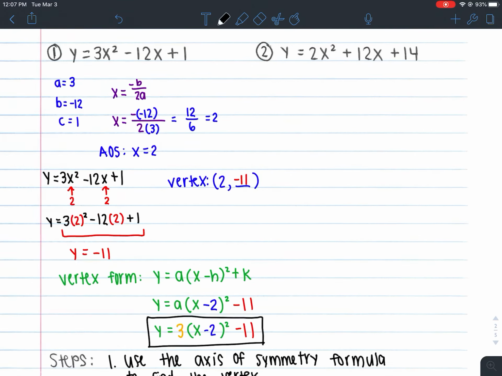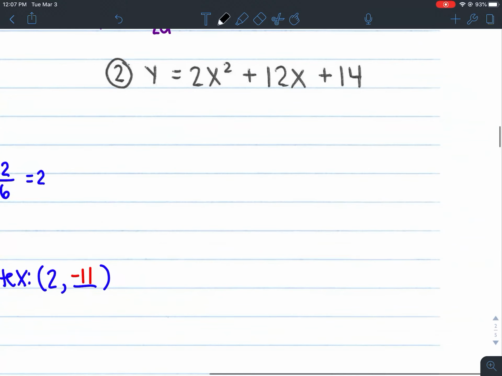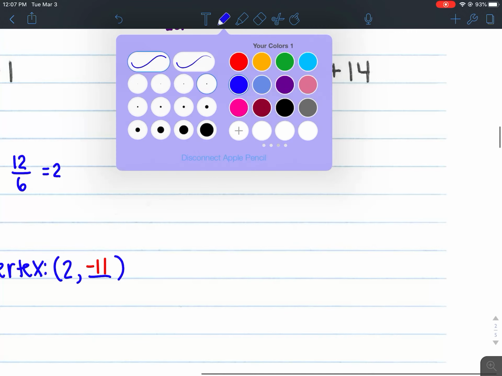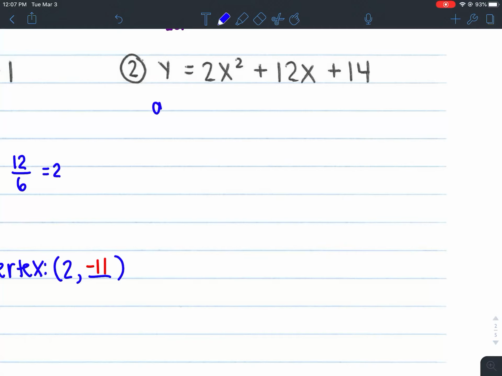All right, so number 2, y equals 2x squared plus 12x plus 14. This is in standard form. The goal is to get it to vertex form. In order to get it to vertex form, I need to find the vertex. So the first thing I'm going to do is identify a, b, and c. A here is 2, b is 12, and c is 14.